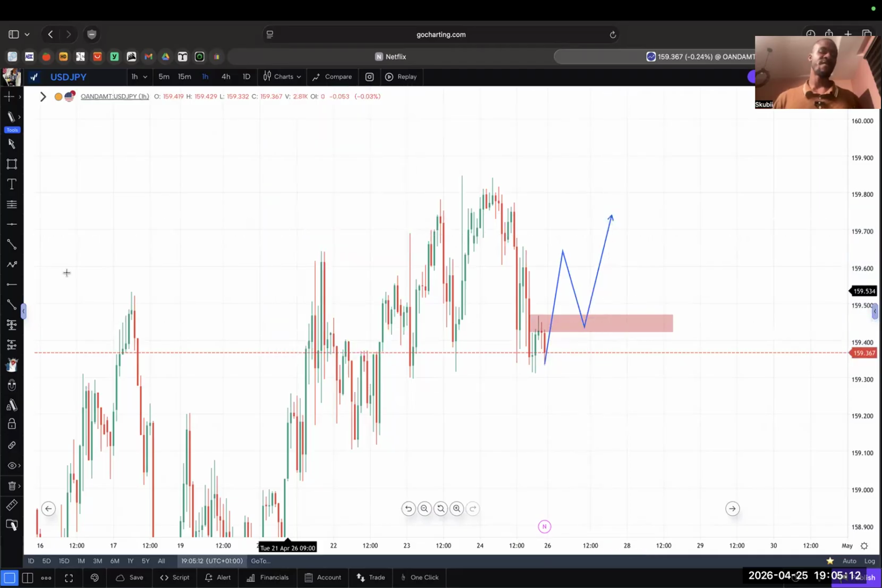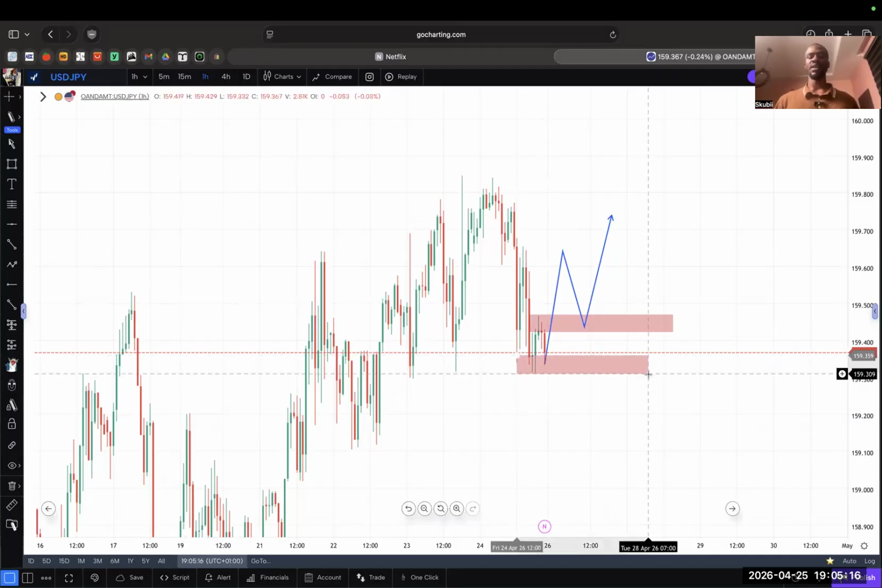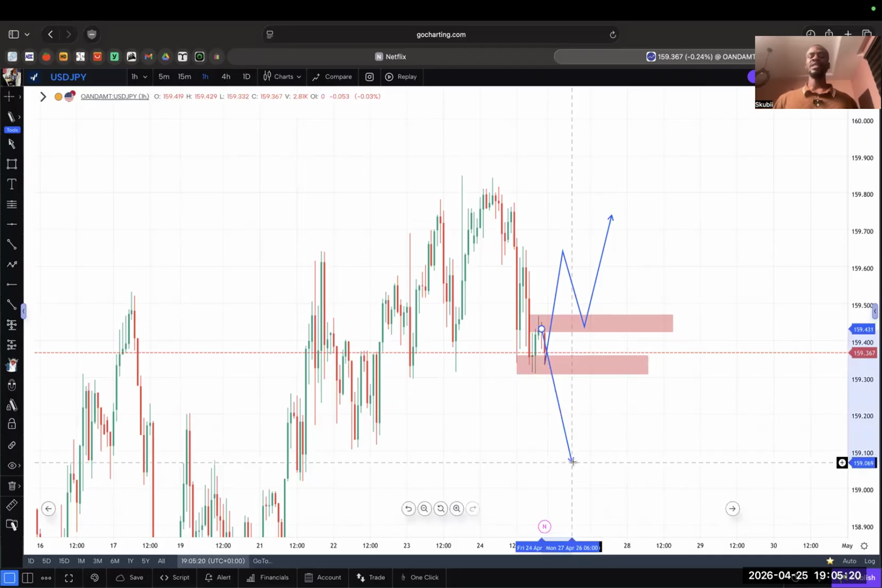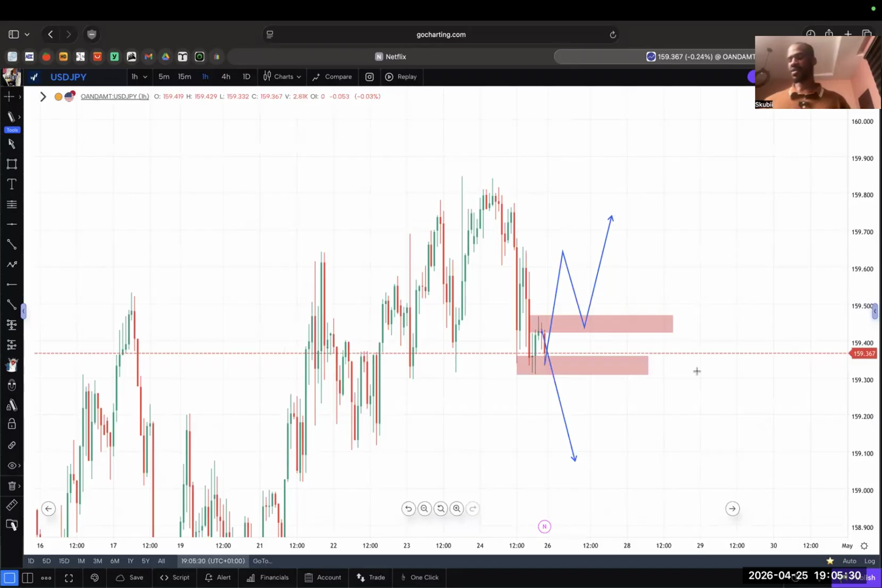Now, what if price doesn't break above and then price comes down to break below here? Let's say price comes down to break this level to the downside. Then at this point, the market will shift. Do you understand? Even the 4 hour time frame will shift at this point, so we'll start looking for sell opportunities. Do you guys get the idea? That's basically what I have on USD JPY.